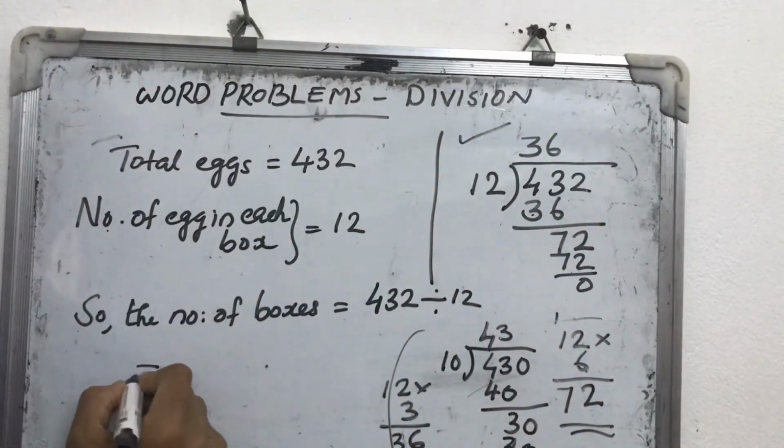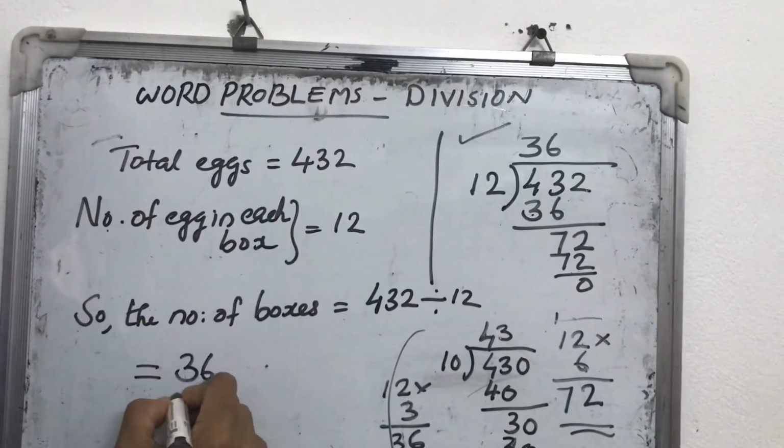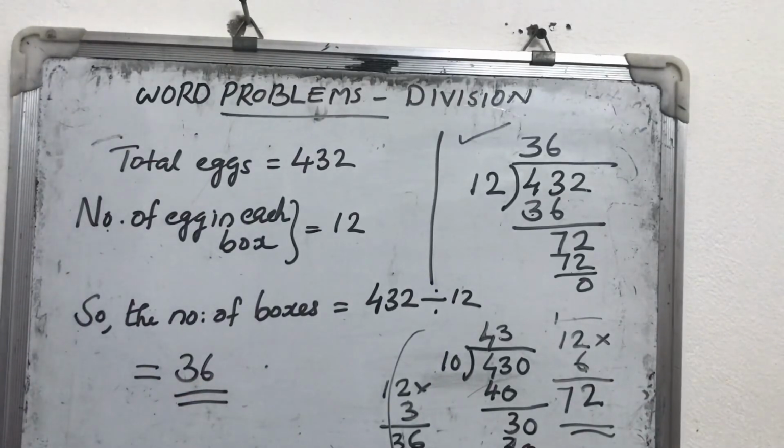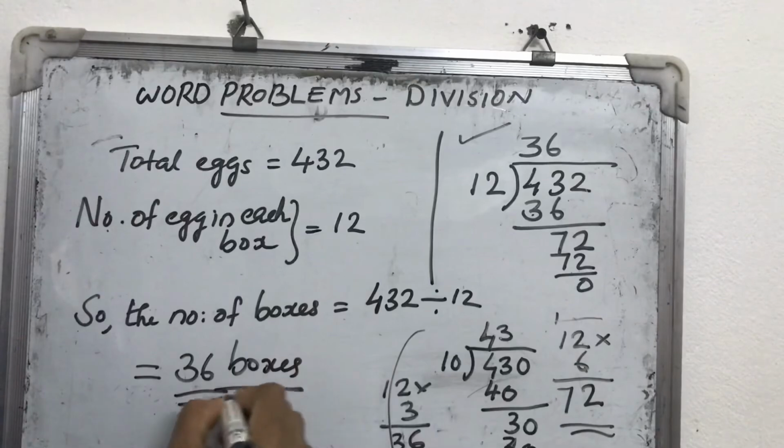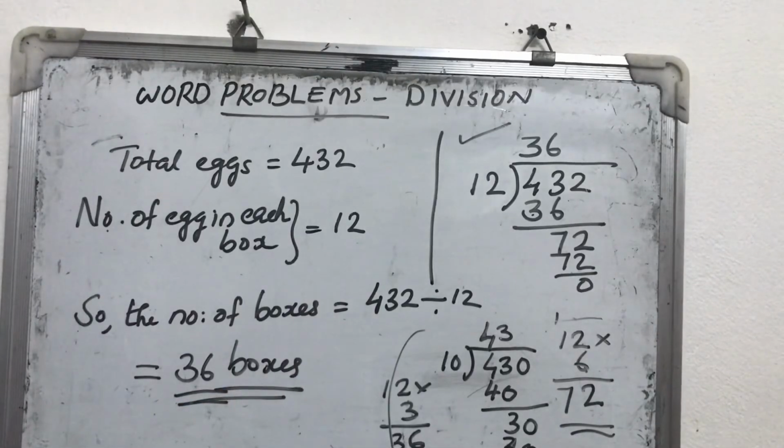Then what is the quotient we got? 36. So how many boxes are there? 36 boxes. Okay. In this way we can find out the division. Next question: we can discuss 2 questions in the class, and I will also give one homework to you. Okay. Thank you.